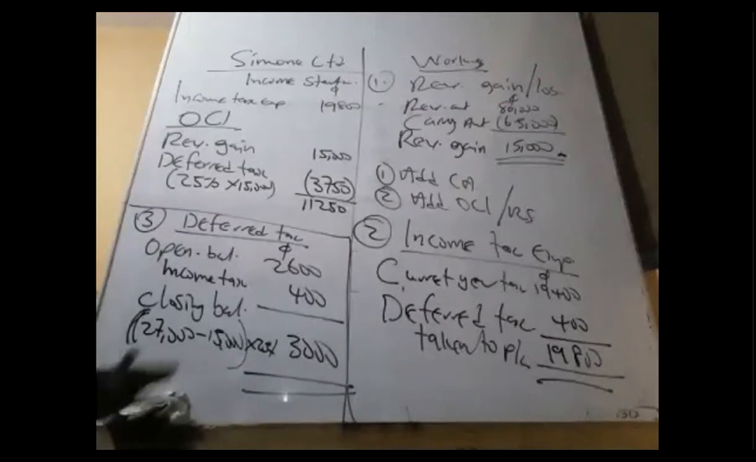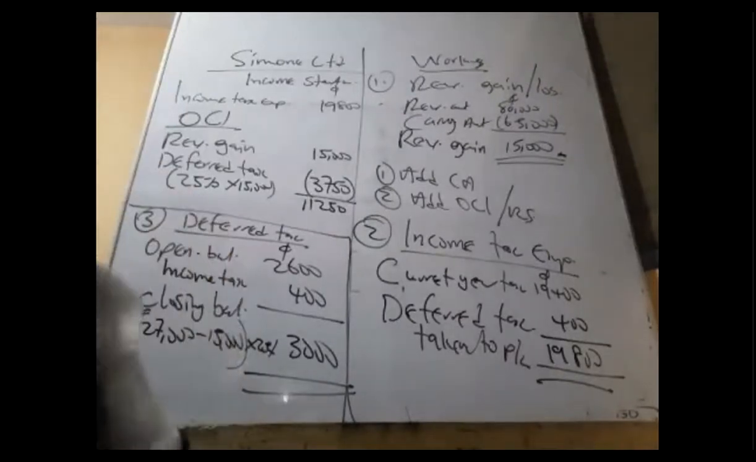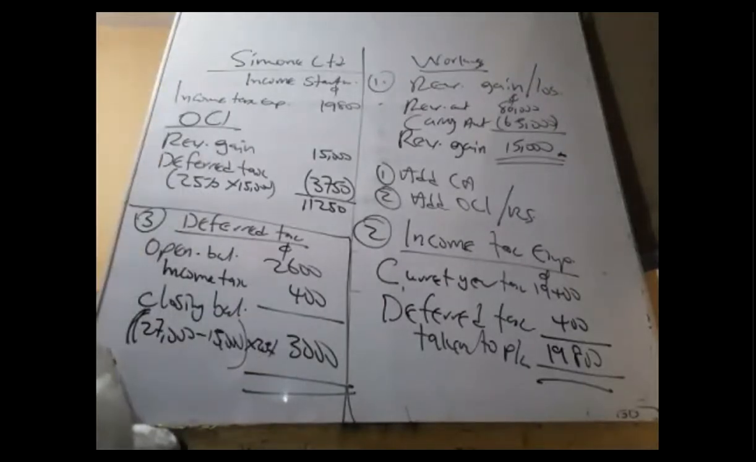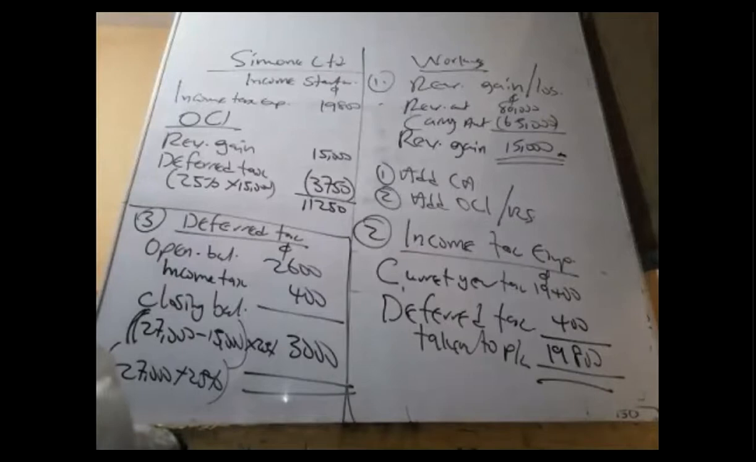That is all. Now, the balance sheet. Watch carefully how we treat this. Alternatively, to arrive at this figure, we can go ahead and multiply 27,000 by the 25%. But don't forget to subtract this 3,750 from that particular answer.